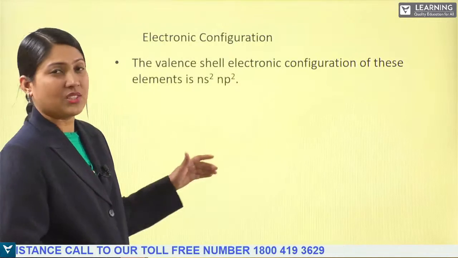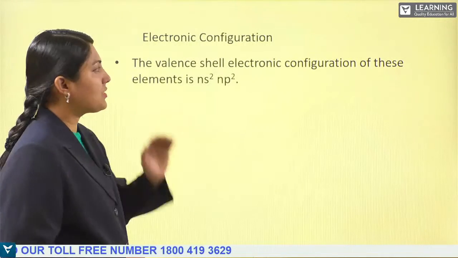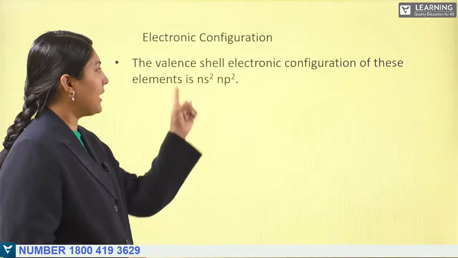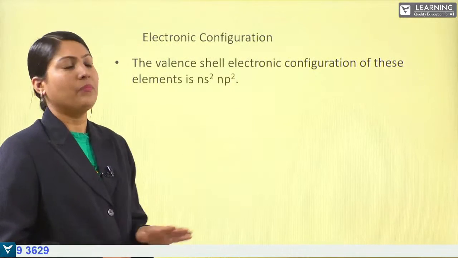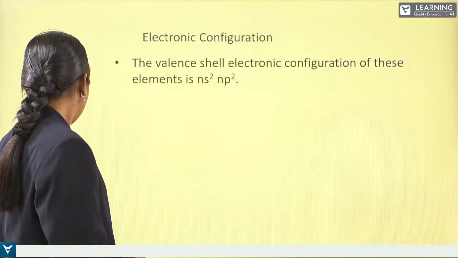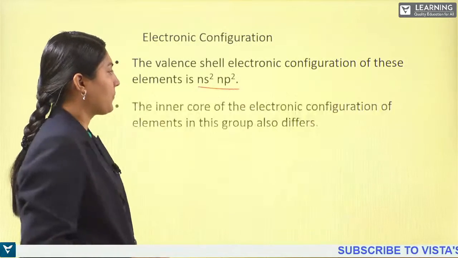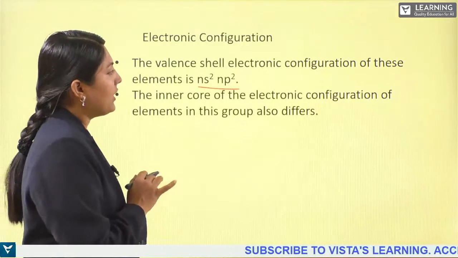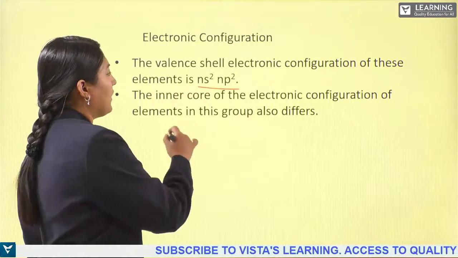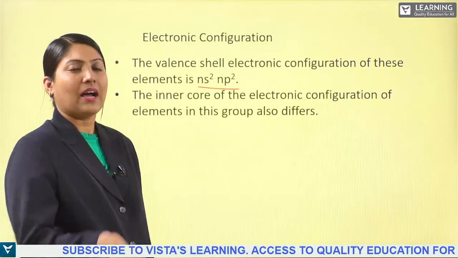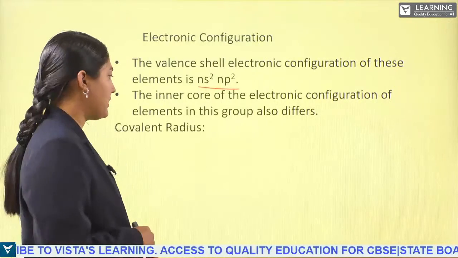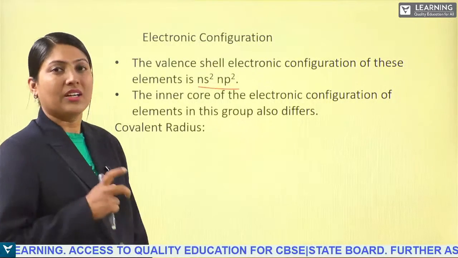Next, the electronic configuration. As I showed you, the valence shell will have 4 electrons, ns2 np2 is the general electronic configuration. And the inner core of the electronic configuration of elements in these groups also differs, as in the 13 group elements. And what about the radius?